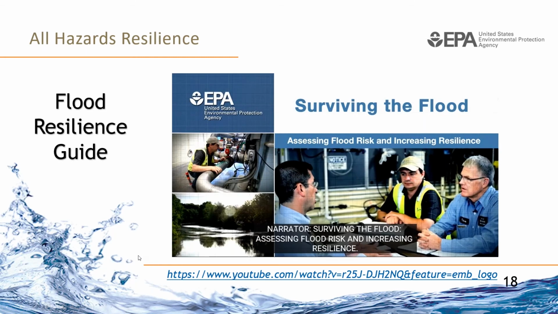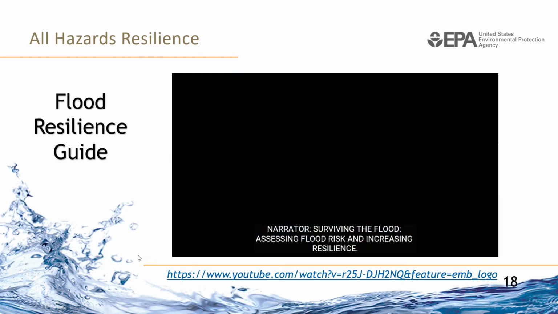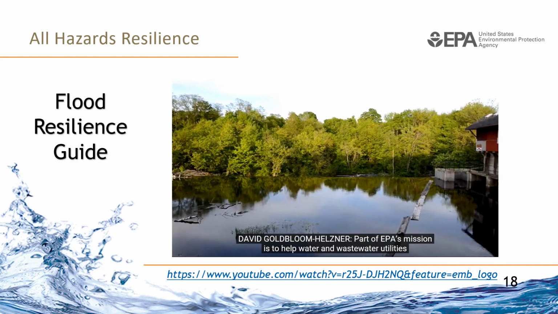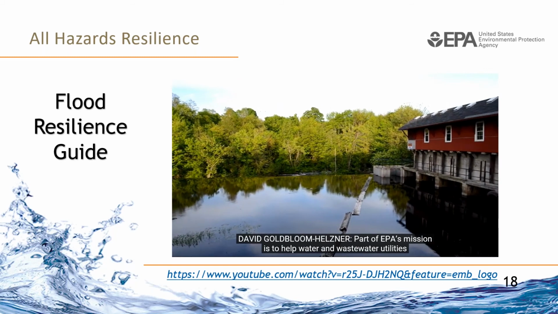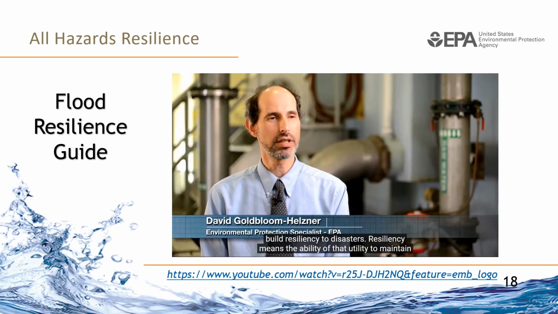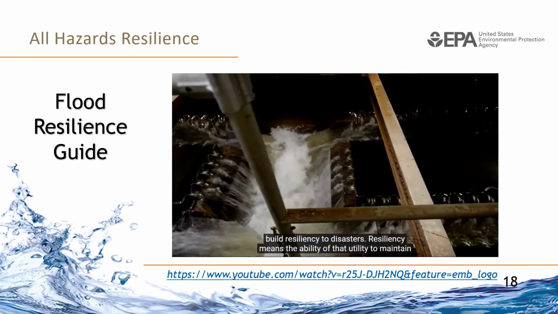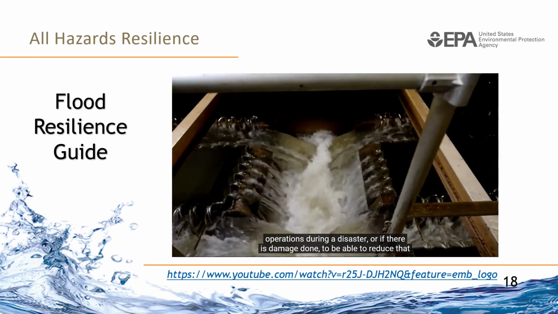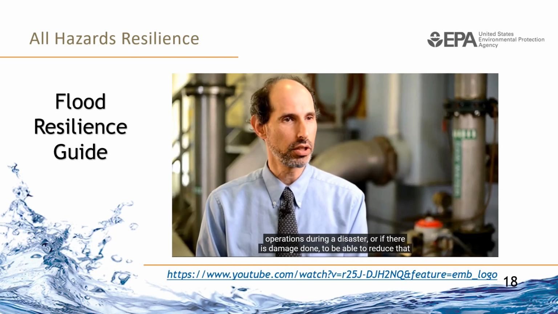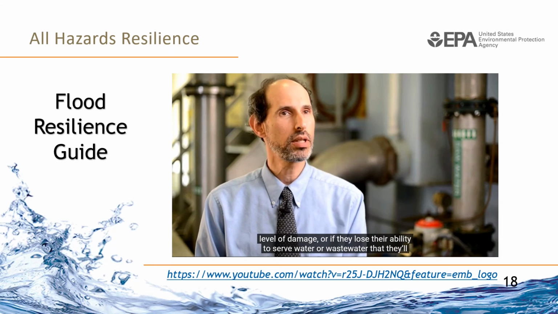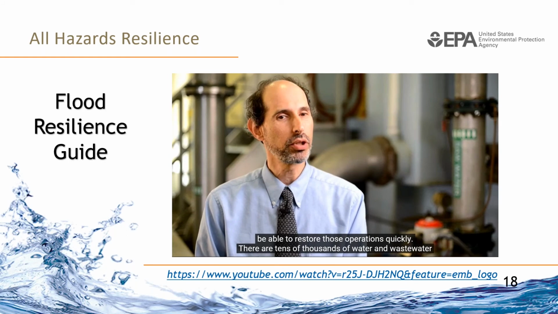Addressing flood risk and increasing resilience. Berwick, Maine. Part of EPA's mission is to help water and wastewater utilities build resiliency to disasters. Resiliency means the ability of that utility to maintain operations during a disaster, or if there is damage done, to be able to reduce that level of damage, or if they lose their ability to serve water or wastewater, that they'll be able to restore those operations quickly.